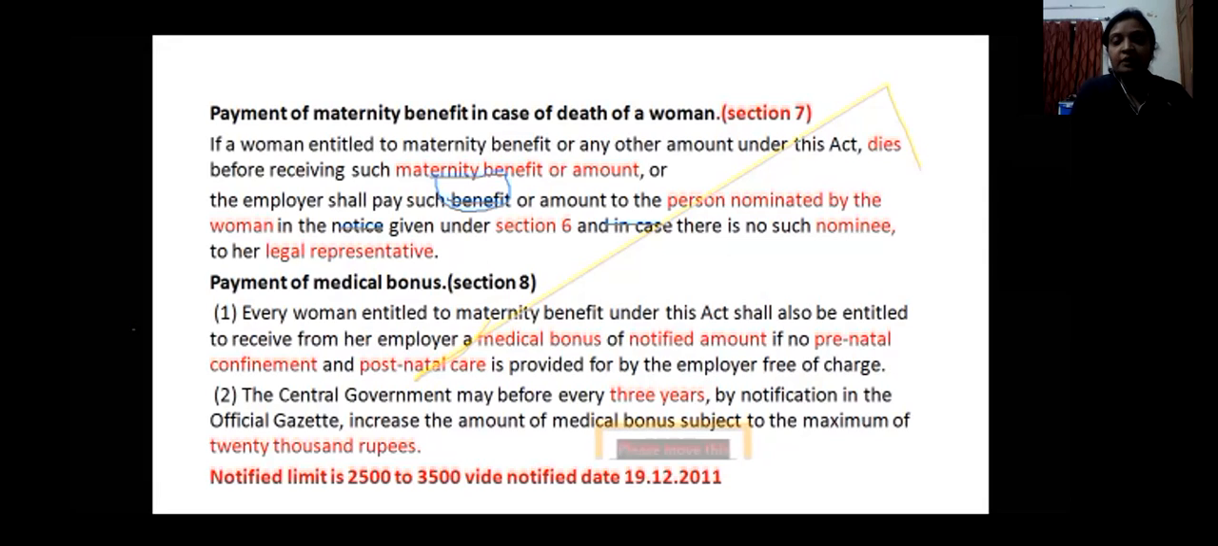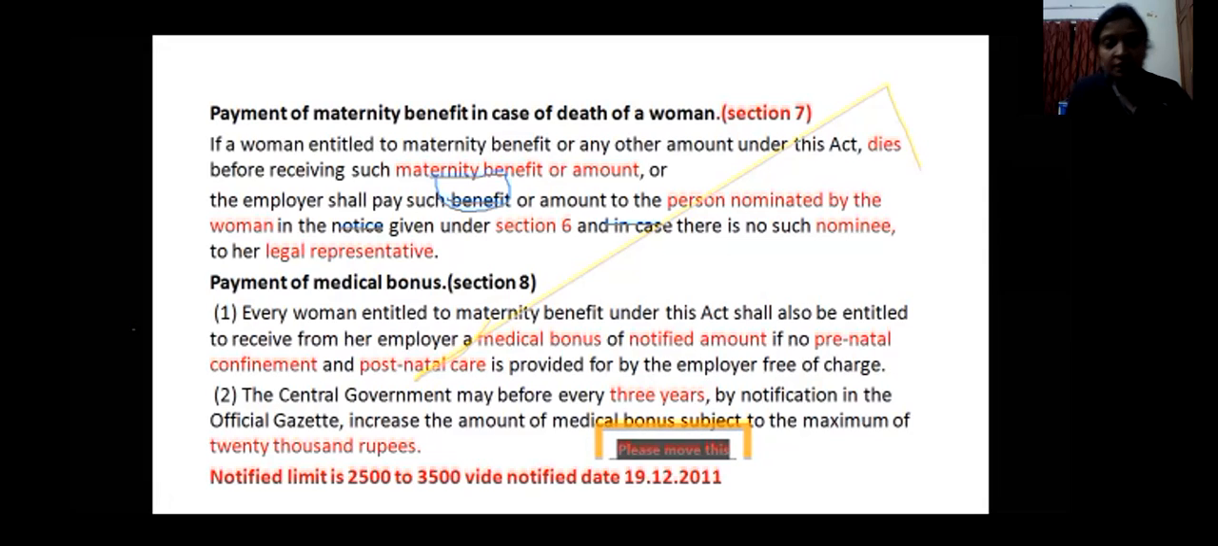Okay, and in case of absence of nominee, अगर nominee नहीं है तो legal representative will be receiving it. Okay, now coming to payment of medical bonus according to section 8. अब payment of medical bonus में क्या होता है? सभी वुमेन को मेडिकल बोनस भी मिलना चाहिए होता है अकॉर्डिंग टू मैटरनिटी बेनिफिट.